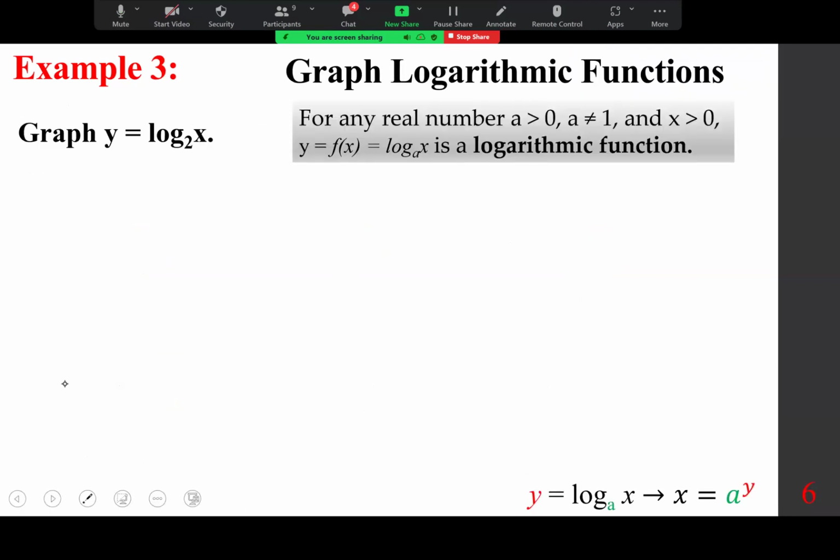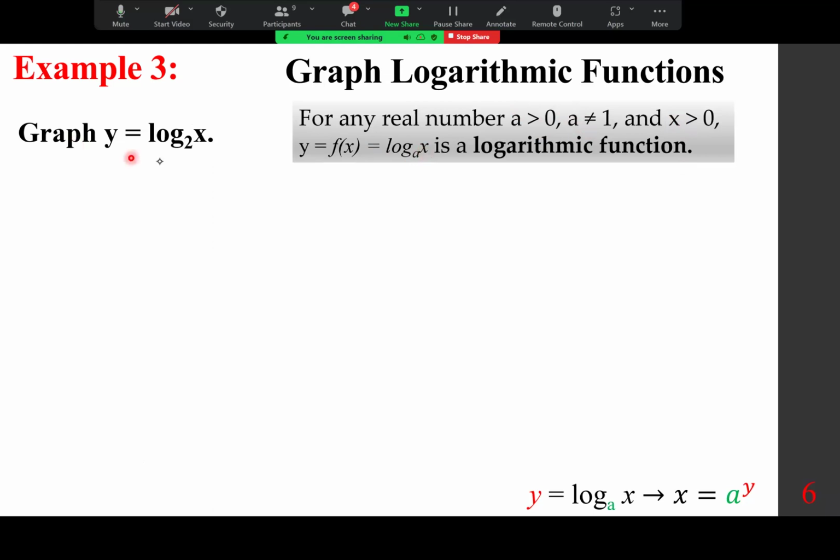All right, let's look at the graph of logs. For any real number, a must be larger than 0 and a can't be 1. And x must be larger than 0, then y equals f of x equals log x base a is a logarithmic function. Remember, the same restriction that we put on exponential functions, a must be positive, a can't be 1. And x represents the argument of log, and it must be positive.